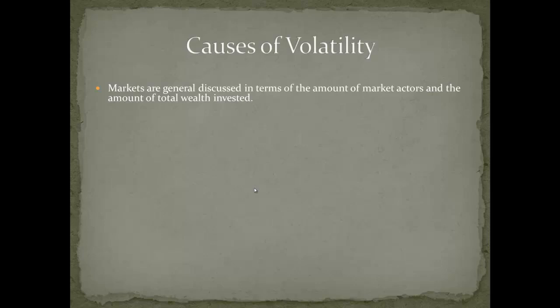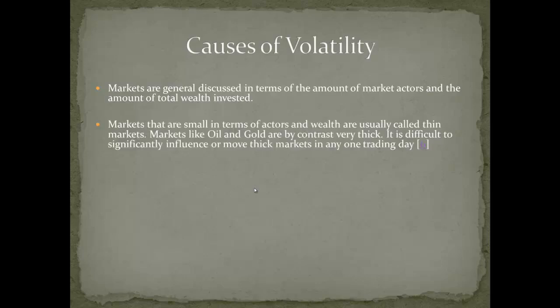Markets generally are discussed in terms of the amount of market actors and the amount of total wealth invested. Okay? And these two factors, the amount of market actors and the amount of total wealth invested, along with all the connectors of that market to outside entities like governments, if it's a commodity market, maybe how the commodity is produced, the weather, etc., combine together to give you a sense of volatility. Markets that are small in terms of their actors and wealth are usually called thin markets. Thin markets are very volatile.